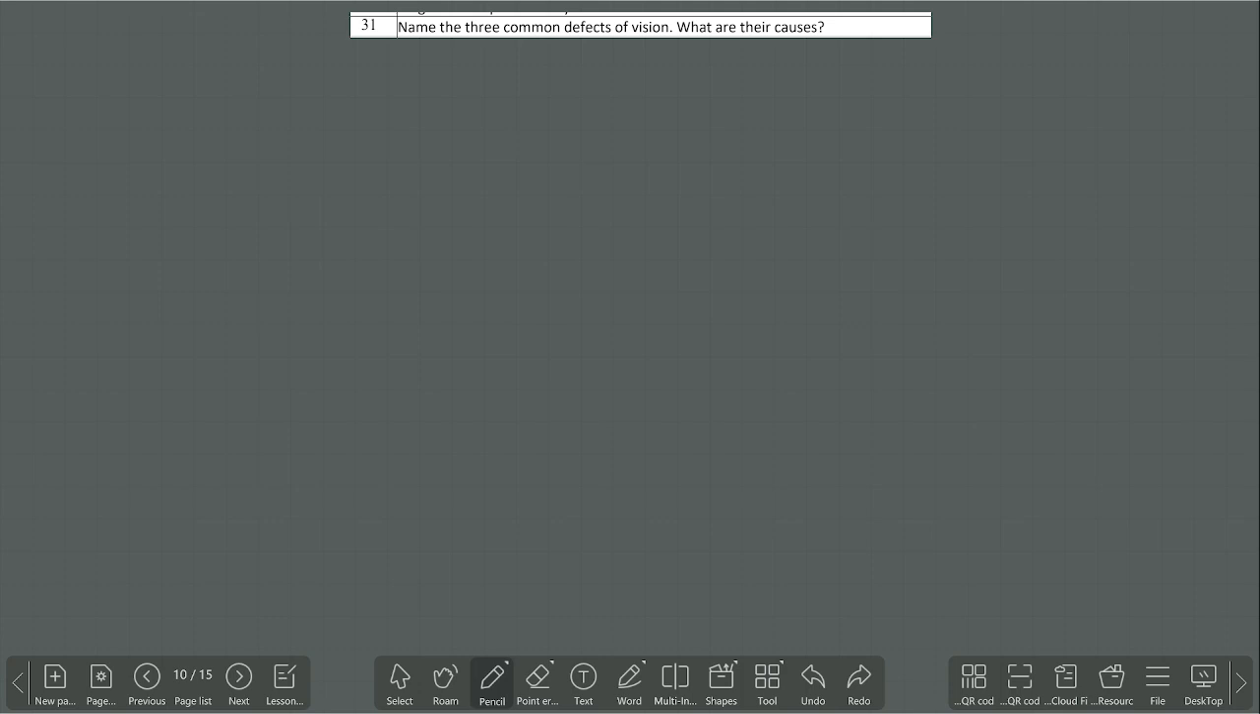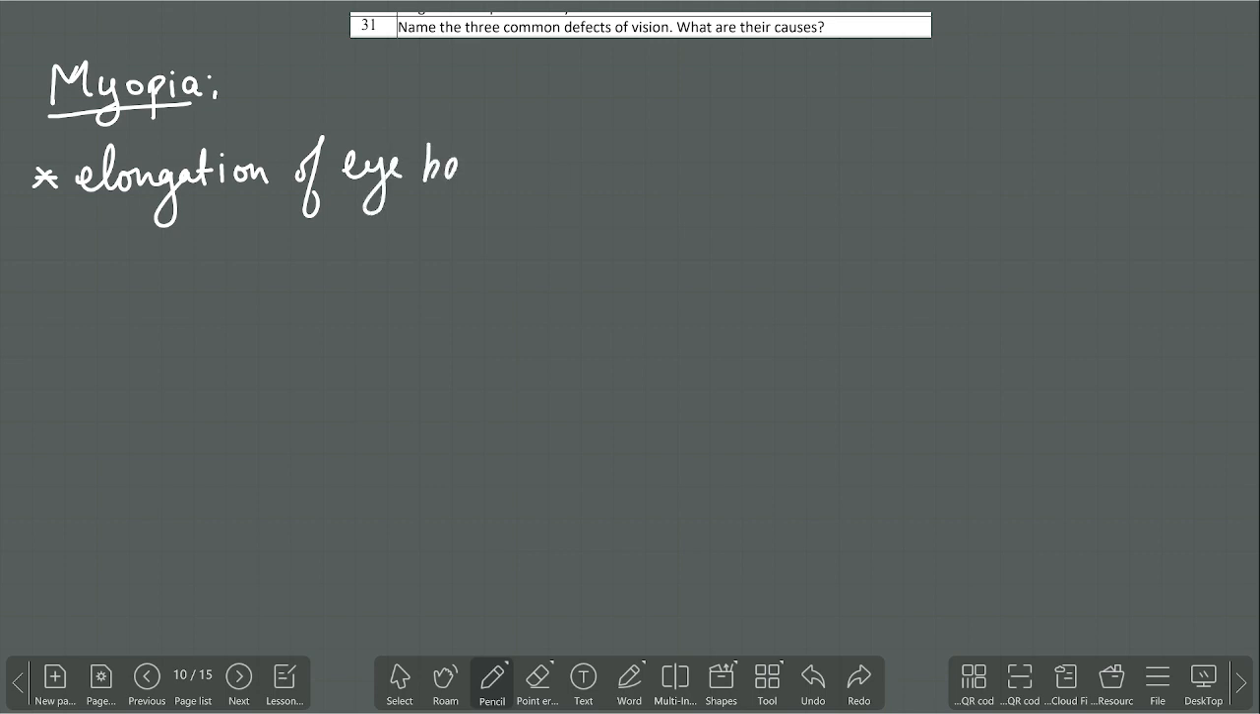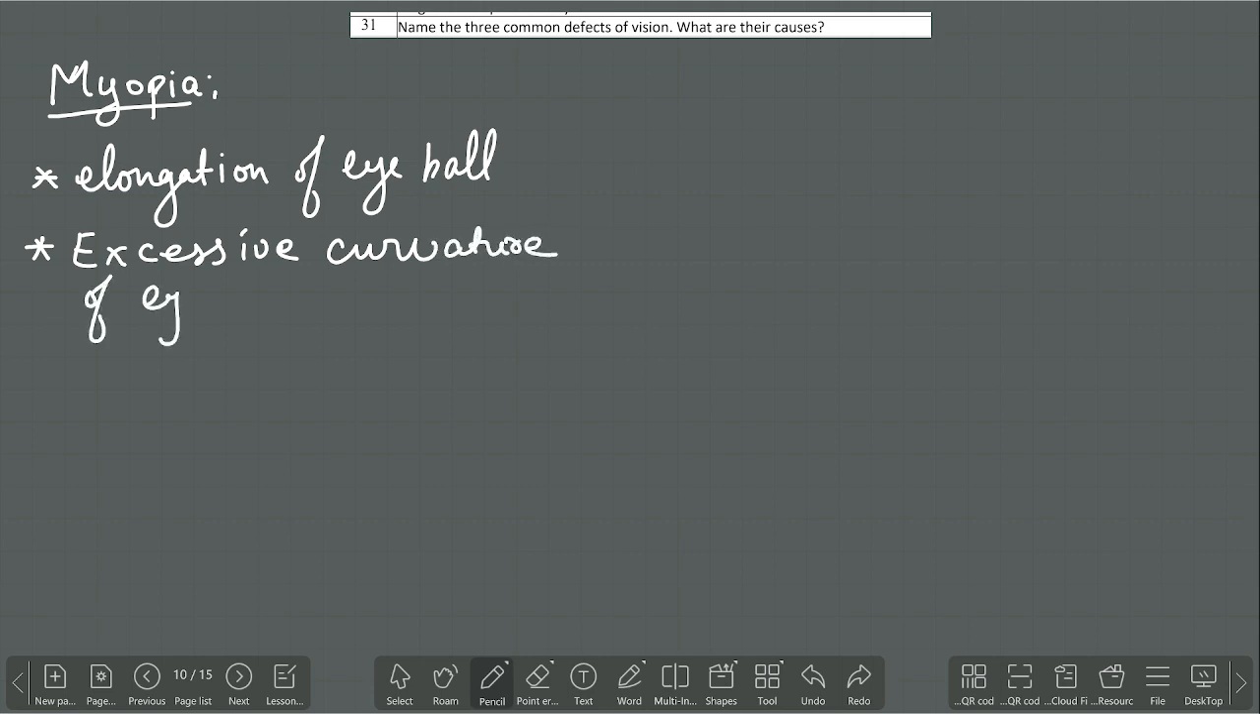Next, name the three common defects of vision. So what are the three common defects of vision we are having? One, it is myopia. And then what are the causes of myopia? The first cause, it is elongation of the eyeball. The size of the eyeball will become bigger. And the second cause, it is excessive curvature of the eye lens. So these are the two causes of myopia.